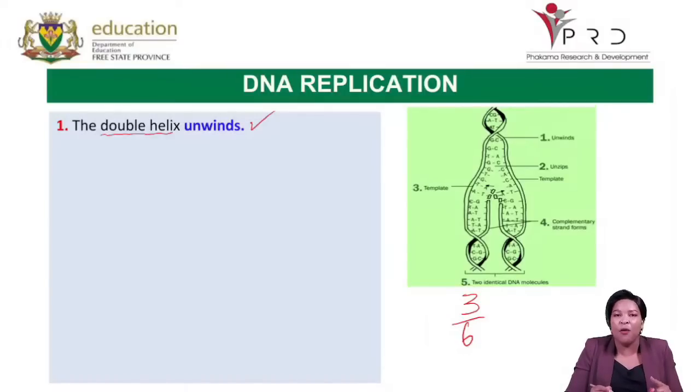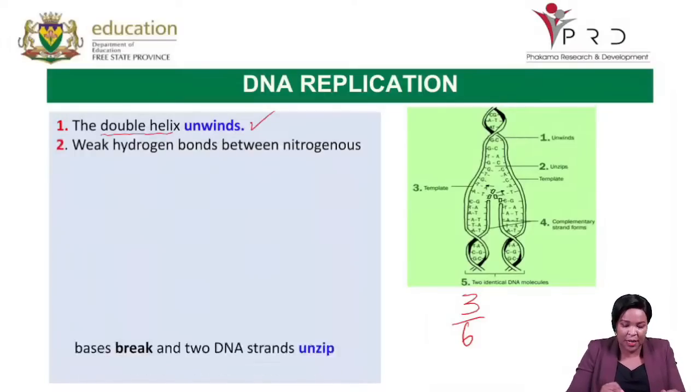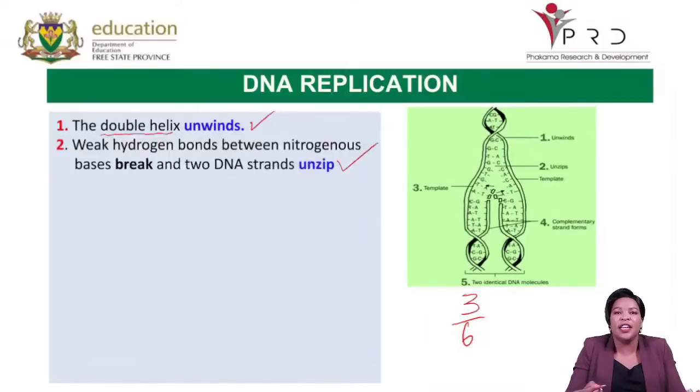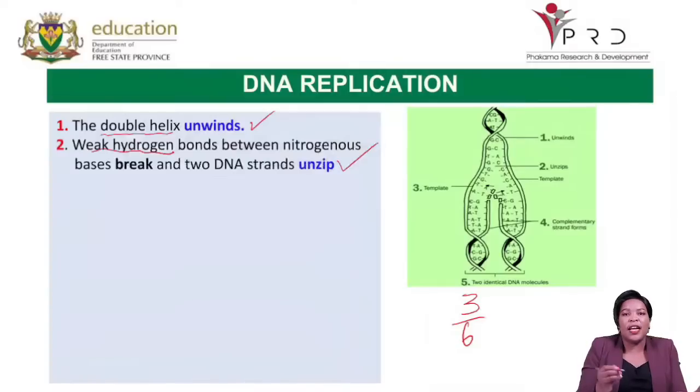The double helix unwinds. Then the weak hydrogen bonds between the nitrogenous bases are going to break and the DNA strands, or the 2 DNA strands, are going to unzip. So all of this is 1 mark. If you say DNA unzip, you're going to get 1 mark. Or if you say the weak hydrogen bonds break, you are still going to get that mark. But you are not going to get 2 marks for writing weak hydrogen bonds break and the DNA unzip. So together it's just 1 mark. Right, so you can write either one of that. So by now you have 2 marks.